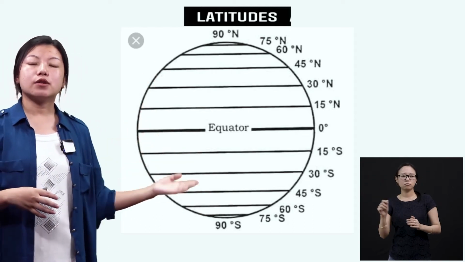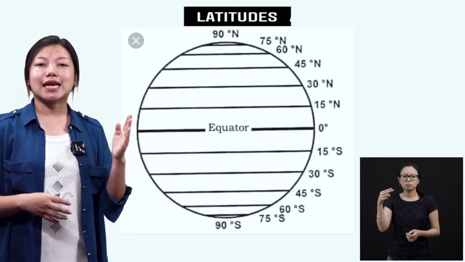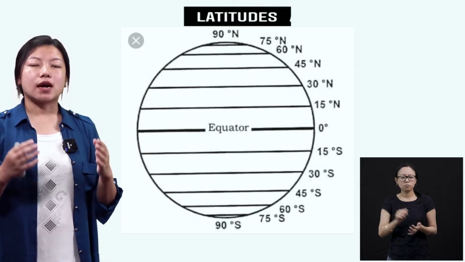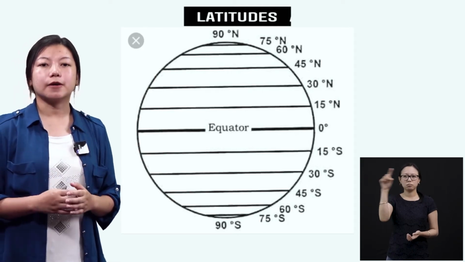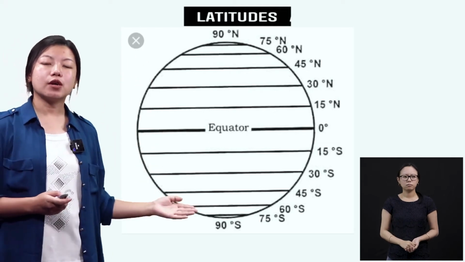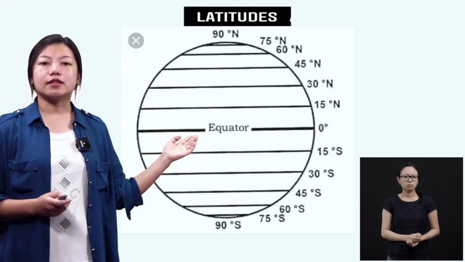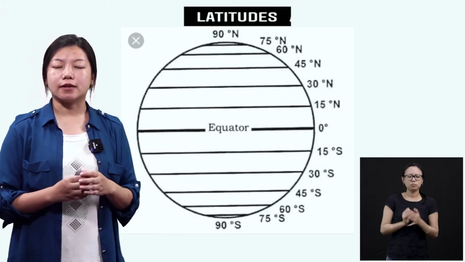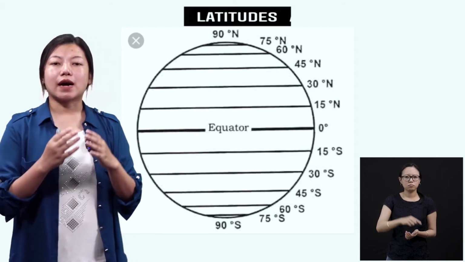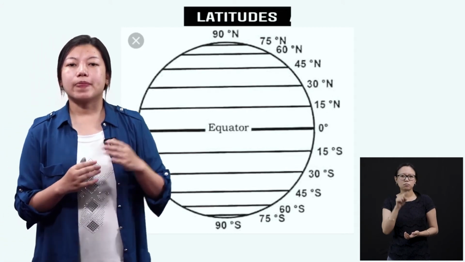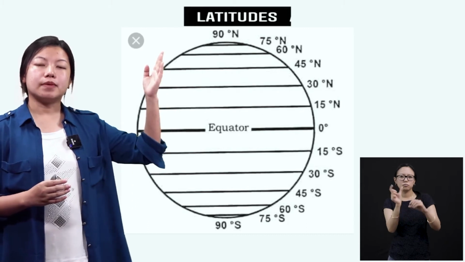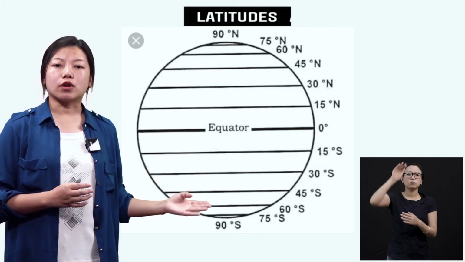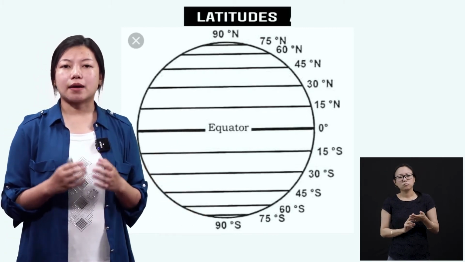So altogether we have 180 lines, all right? So we can say we have 180 latitudes, okay? So look carefully, we have these latitudes and there is one line in the middle known as the equator, all right? Now this equator divides the earth into 2 parts. From the equator till the top is northern hemisphere, and from the equator till the bottom is southern hemisphere.